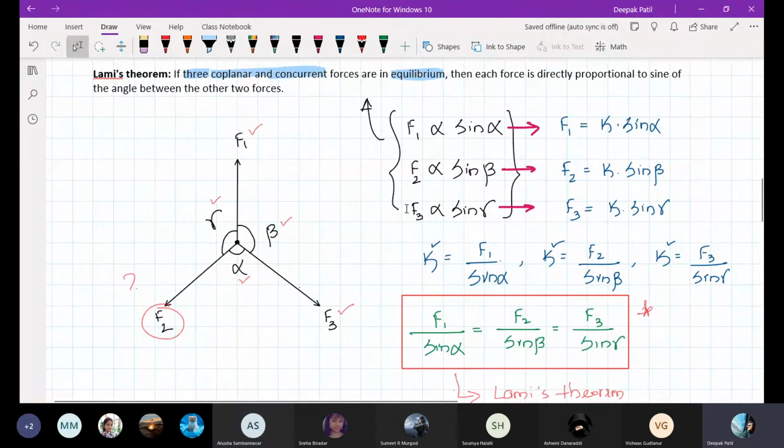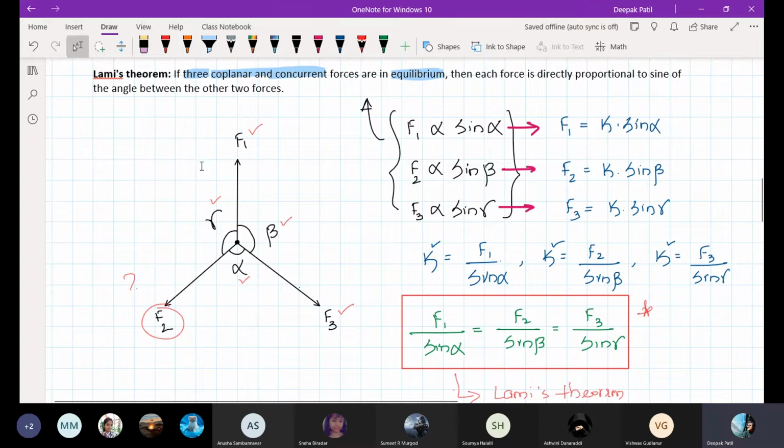In the previous class, I told you about Lami's theorem, and there are some conditions where you can apply it. Only if those conditions are satisfied can you apply Lami's theorem. You can apply it when there are three coplanar and concurrent forces. There should be exactly three, not less, not more. If three coplanar and concurrent forces are in equilibrium, then each force is directly proportional to the sine of the angle between the other two forces.